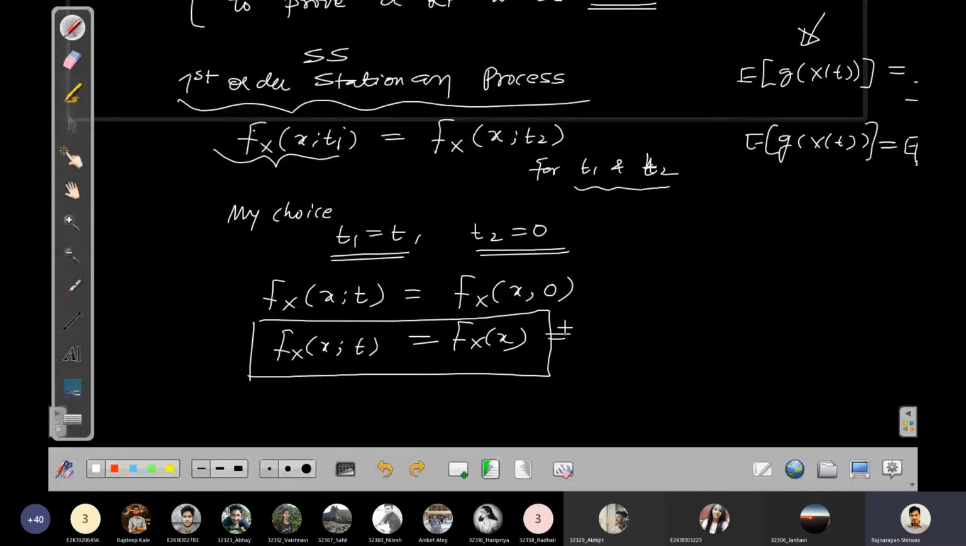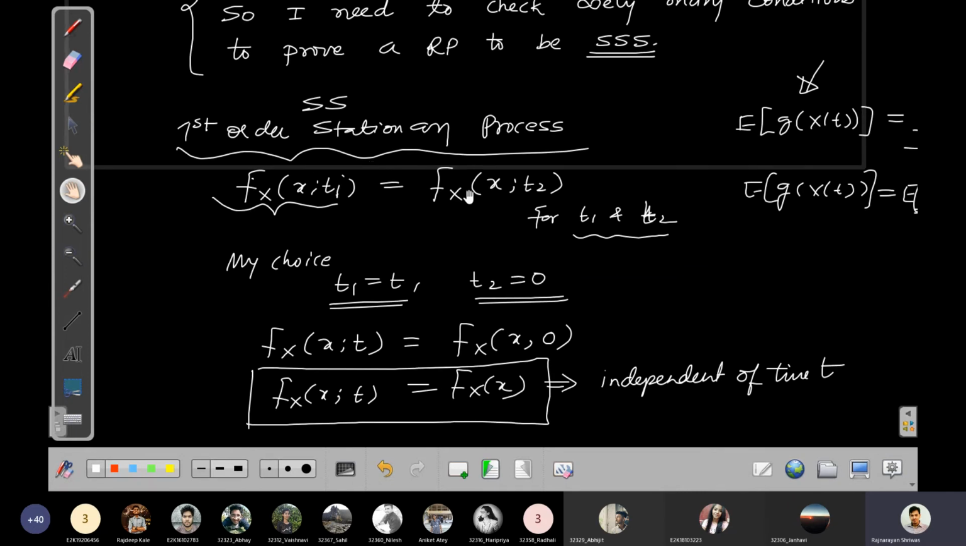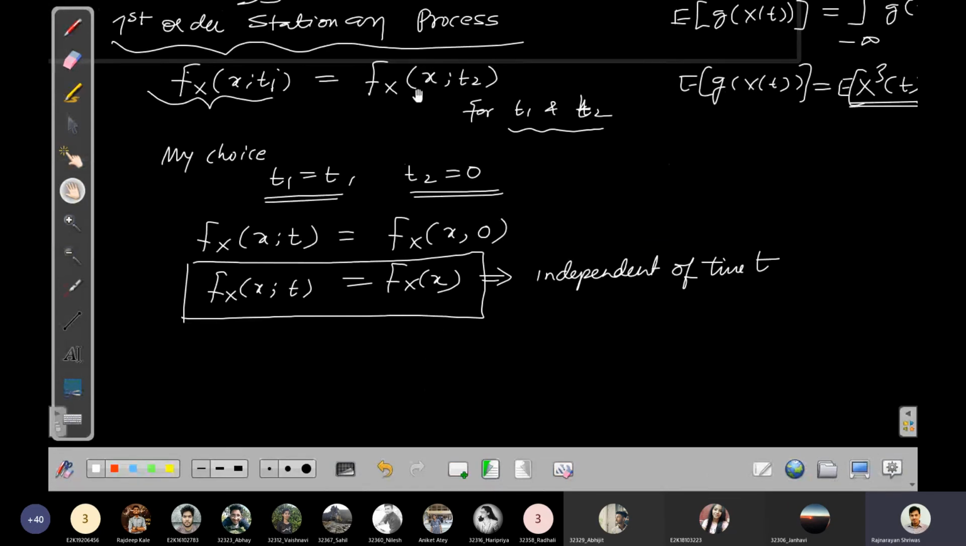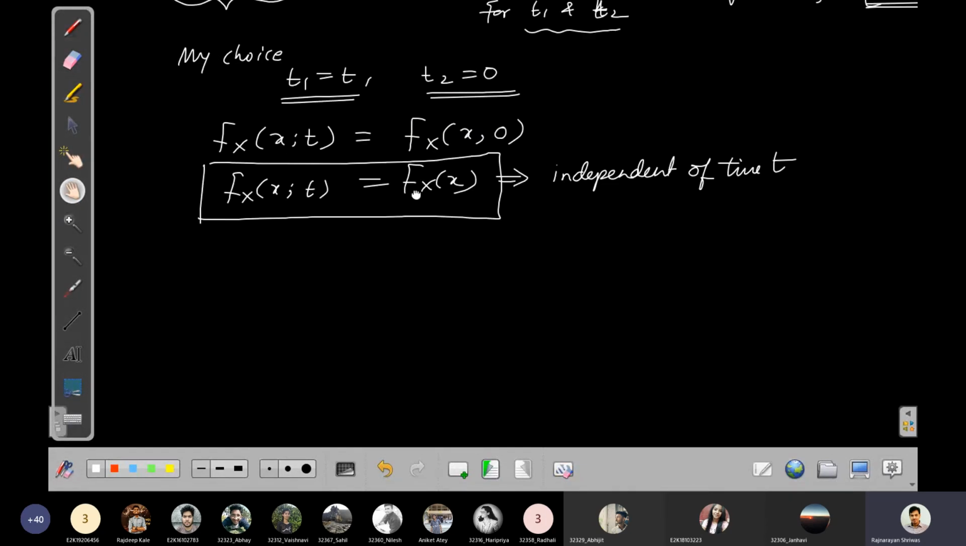So the single order PDF is independent of time t. This is the meaning of independence. It does not depend on time. So if I choose t1 or t2, it should be the same. That's why you are saying this should be independent of time. So I've just followed your rule and put in my choice. I can choose any t1 and t2. I choose this one, why not? I can choose this also.